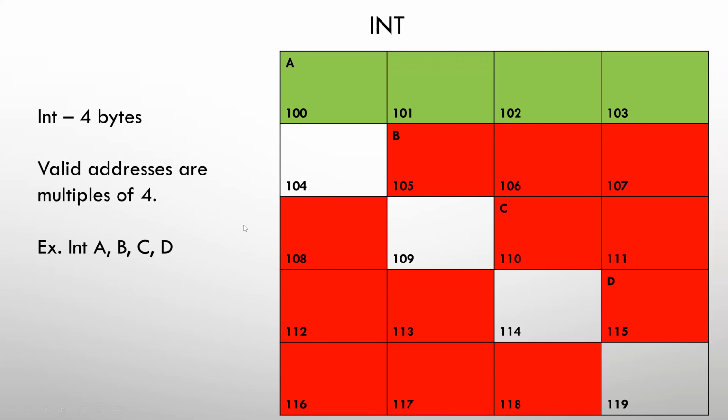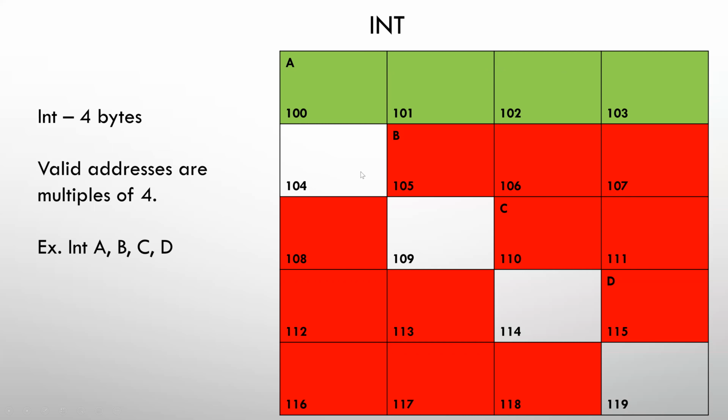Now I move on to an integer, which is 4 bytes. Valid addresses are multiples of 4. For example, I have A, B, C, and D, and in this example we're doing the same thing as we did in the last example with the short. First we start off in address 100, and that takes up 4. Because you're starting in 100, you have 3 more spots to cover, and 3 plus 1 is 4, so that's good to be used here.